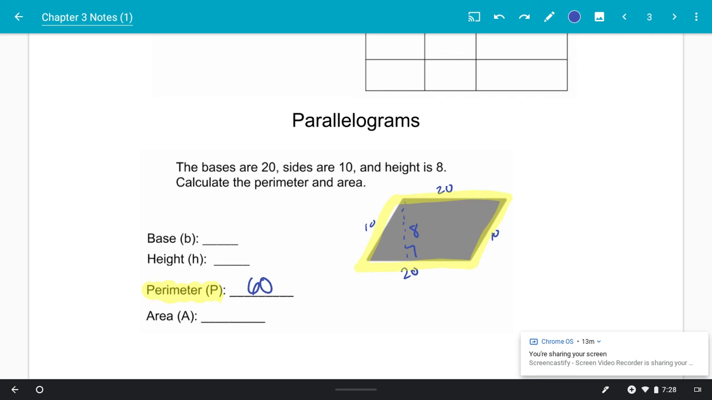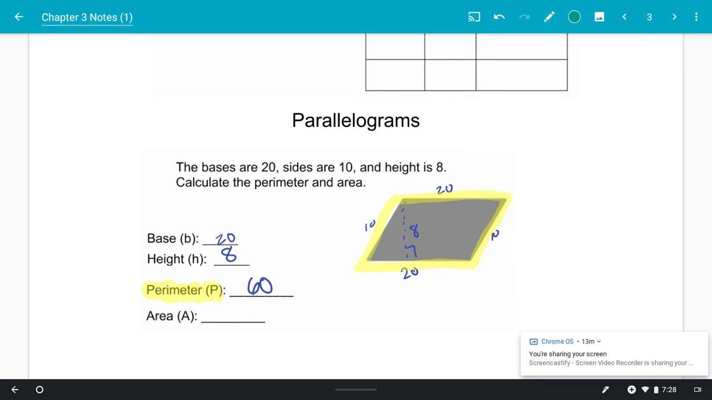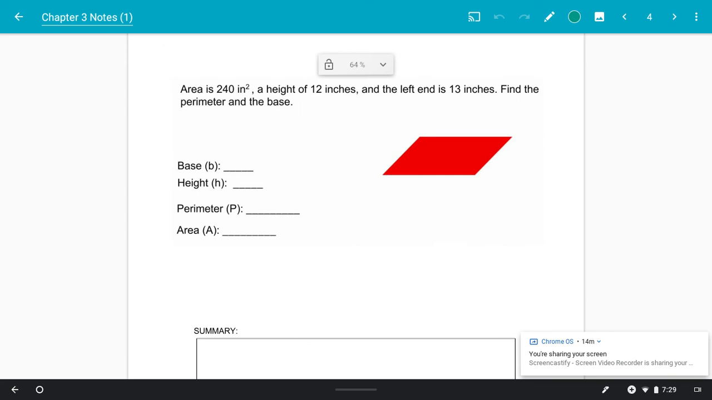So then we already know the height is 8. We know the base is 20. And remember, the formula is the same for a parallelogram. It's base times height, or the two that make a T. So we would do 20 times 8, which is 160.